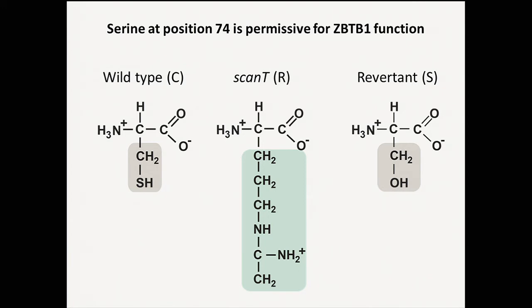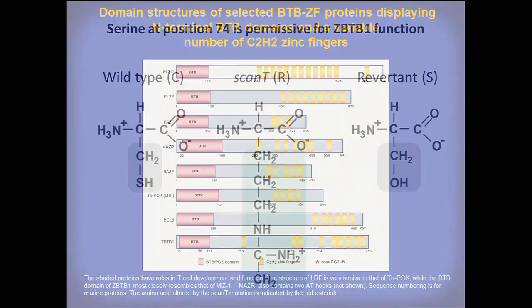In the mutant, we have an arginine, and in the revertant, always we would see a serine rather than the wild type cysteine, but evidently that was close enough in structure that the protein would be rescued, and the mice would develop T cells that would expand given their proliferative capacities.